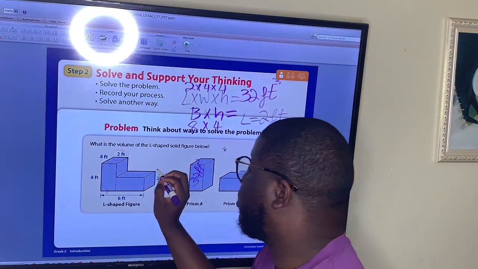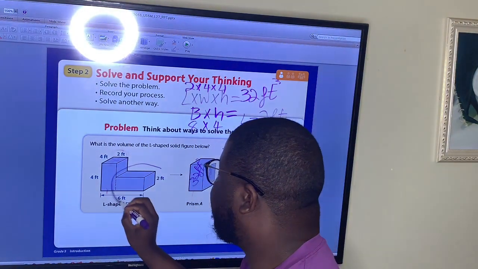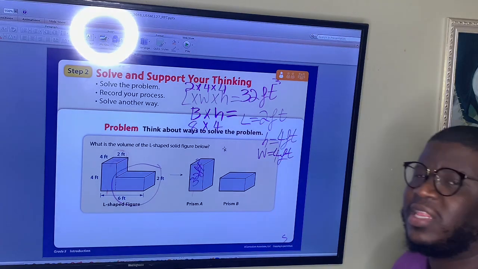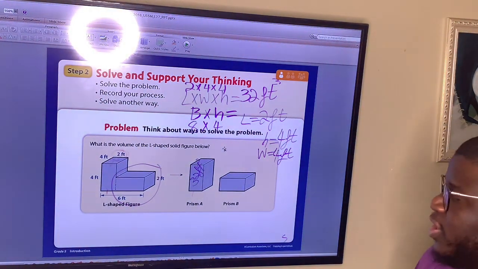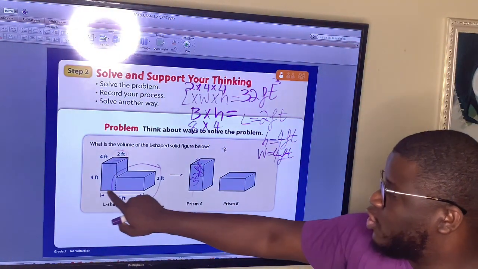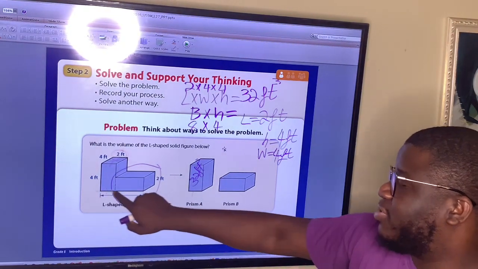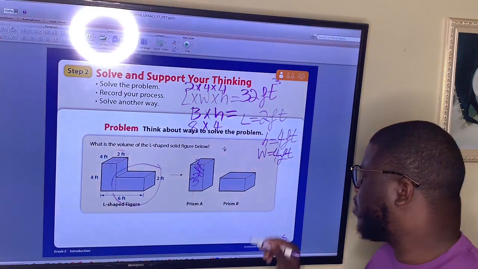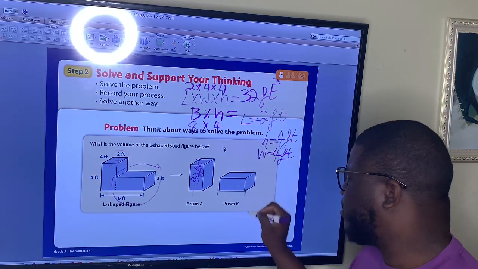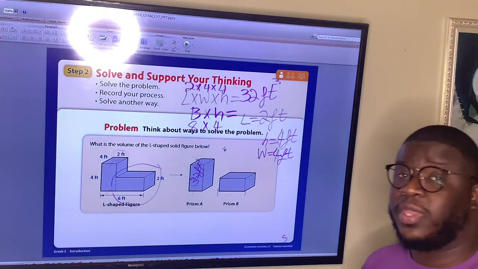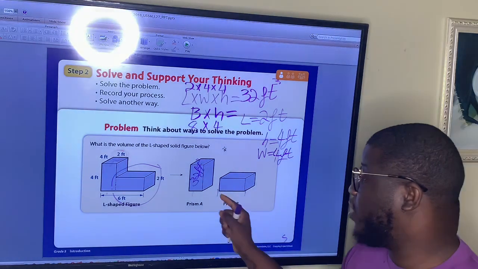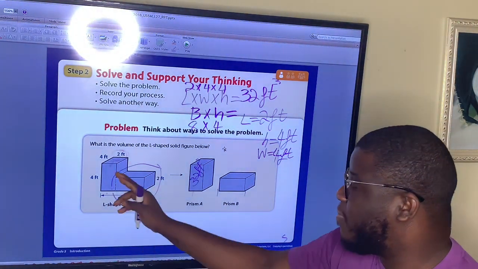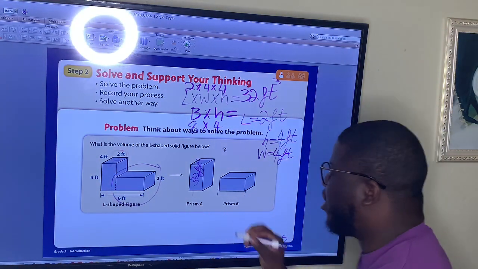So now what I'm going to have you do, let's look at prism B. Prism B gets a little tricky. If you look at the original prism, the whole entire thing here at the bottom was 6 feet. Would this be equal to 6 feet? No, it would not be equal to 6 feet, because we cut the shape. We separated the shape. This here was 2 feet.